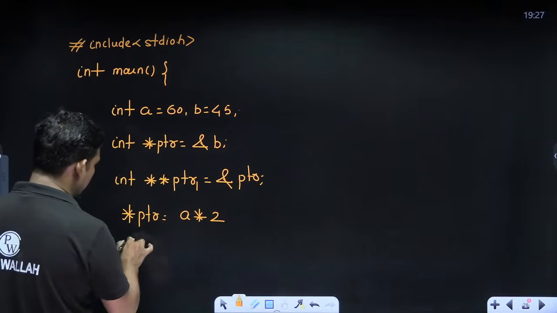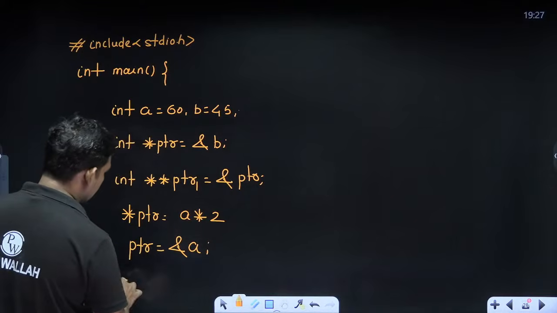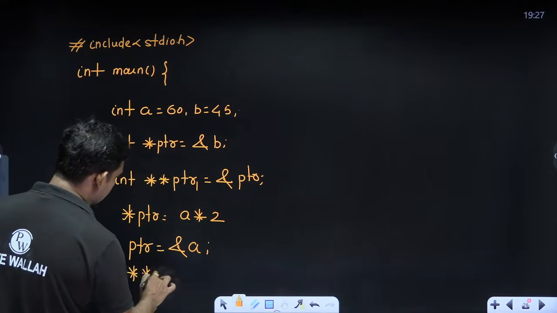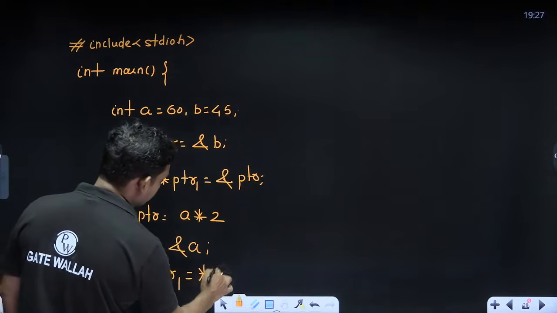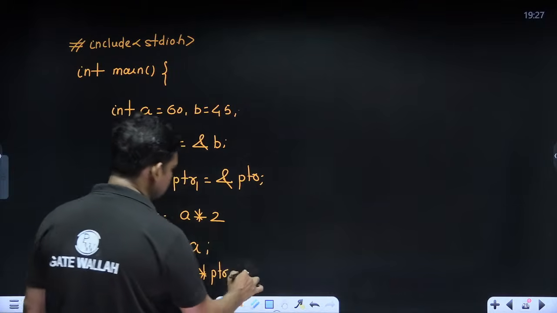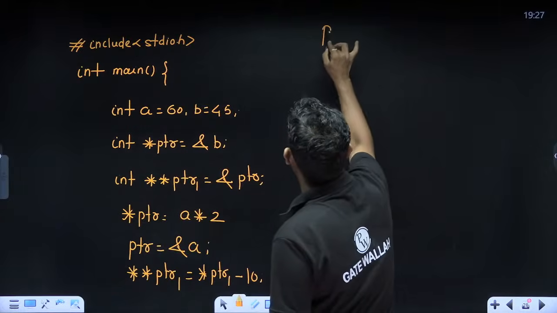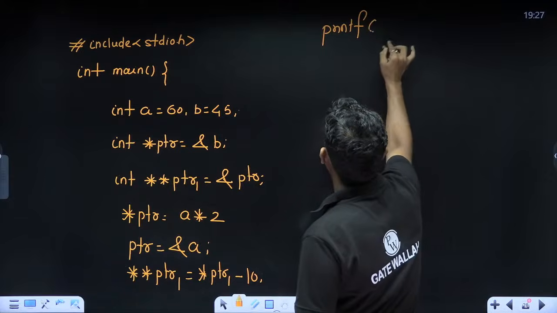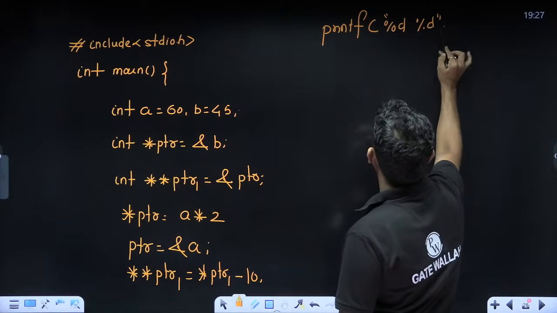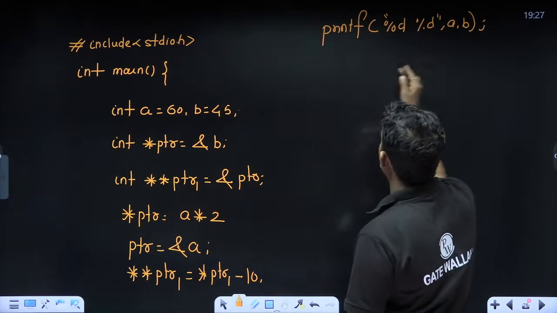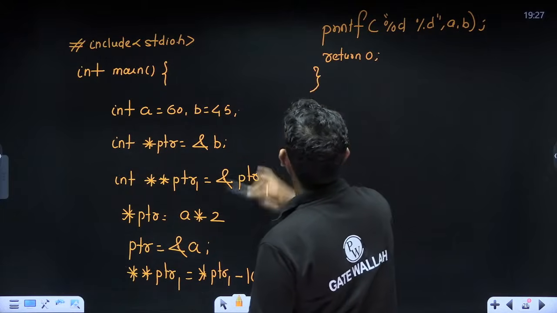Then ptr is equal to ampersand address of A, and then double dereference ptr1 is equal to double dereference ptr1 minus 10. Okay, and then last but not the least, printf percent d, A comma B. Tell me the answer for this. Return 0.